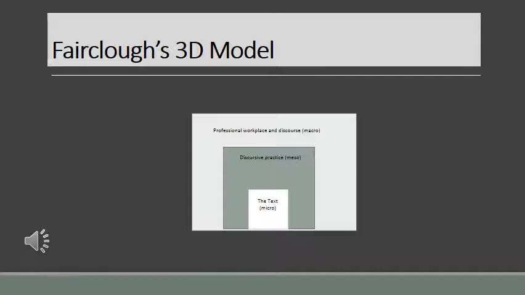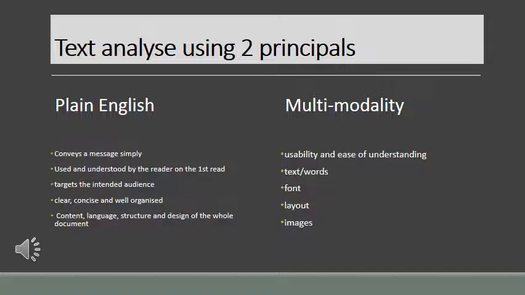The process of writing this document is interdiscursive, as it draws on other big D discourses such as marketing documents and program information. It is intertextual, as it brings discourse together, such as links to policy documents. The micro level of analysis looks at the text itself. I will use the principles of plain English and multimodality to analyse the micro level of this discourse.